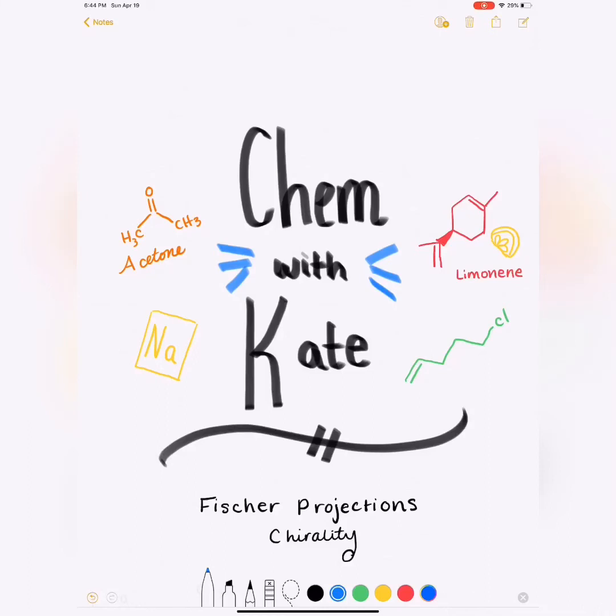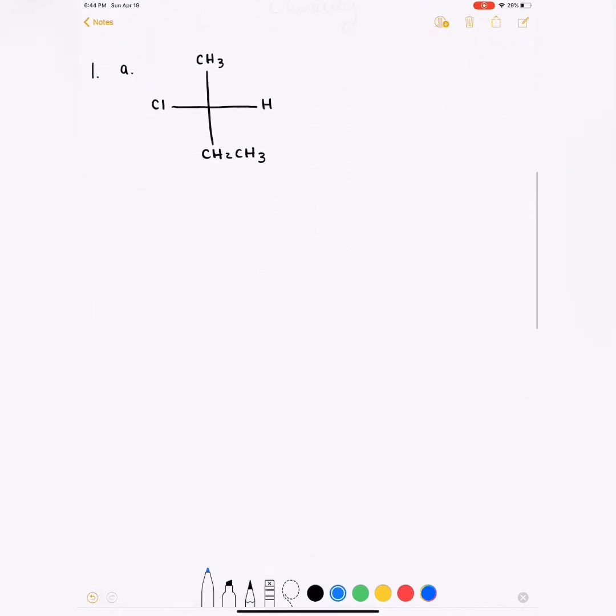Hey guys, this is Chem with Kate, and in this video we're going to be assigning chirality to Fischer projections. In our first example, it's clear that we have only one chiral center, so let's start with that central carbon.